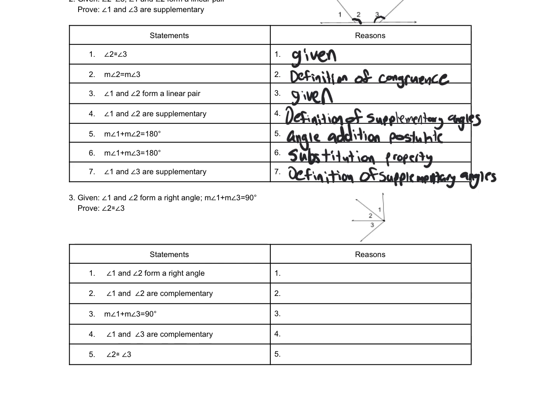All right, number 3, given that angle 1 and angle 2 form a right angle, all right, so I can go ahead and put that in there. Angle 1 and angle 2 form a right angle, and that is a given. And the measure of angle 1 plus the measure of angle 3 equals 90 degrees. All right, so that is a given statement.